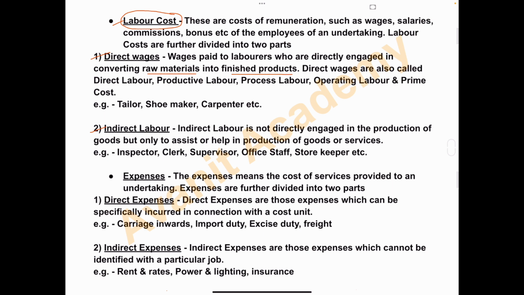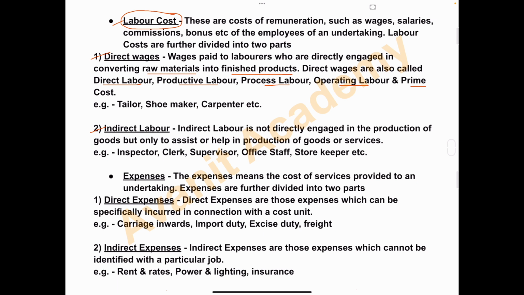And this direct wages is also called direct labor, productive labor, process labor, operating labor, and prime cost. For example, direct wages are paid to a tailor, shoemaker, carpenter, etc. These persons work in the factory. Their work is to convert the raw material into finished product, making the final product.